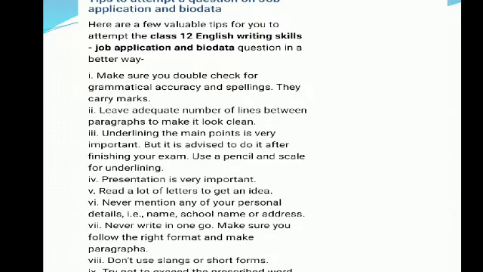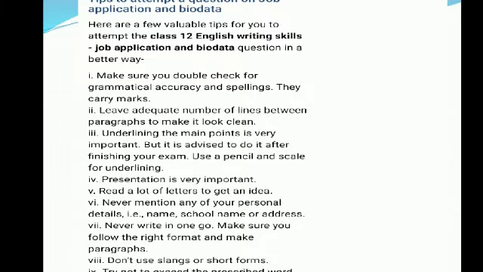Next point, don't use slang or short forms. So we have to avoid our habit of writing slang, or many times we follow short forms. So this should be avoided. Such types of slang or short forms should never be used.